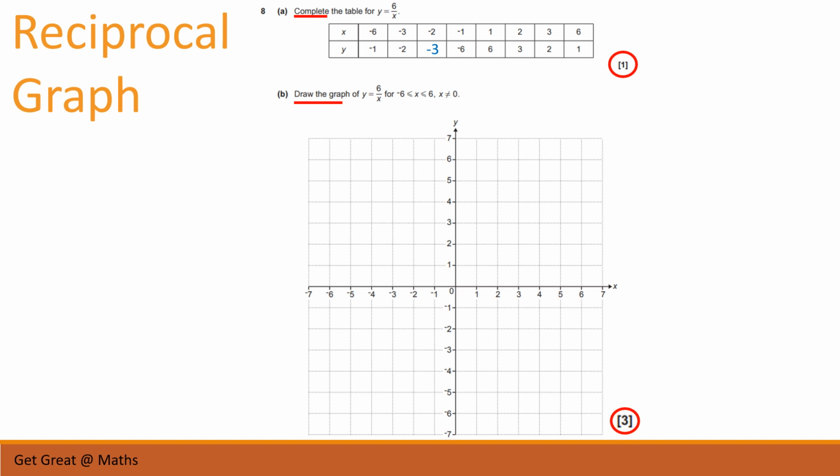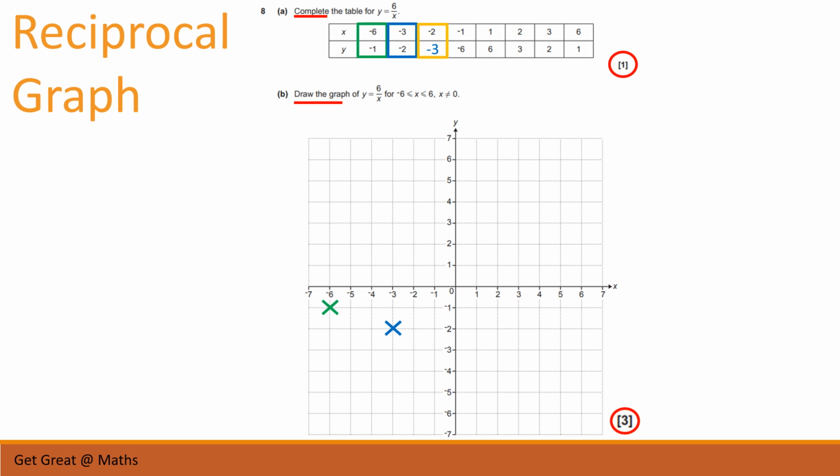So to draw the graph, we take each point separately. The coordinates -6, -1 is the first point we're going to plot. So you go 6 along the corridor, so that's 6 to the left as it's -6, and 1 down. You put a cross at that point there. The next coordinate is -3, -2. So that's 3 to the left and 2 down, and we put a cross.